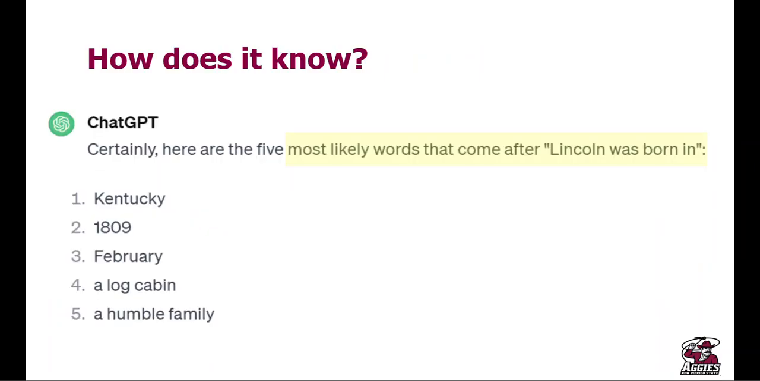Well, let's consider this. What if we said, what are the 5 most likely words that come after Lincoln was born in? Because that's what it's going to do. It's going to guess the most likely next words and put them all together to give us a response. Well, in this case, it gives Kentucky, 1809, February, log cabin, humble family. All of them seem to be pretty correct. In the data it was trained on, there were probably a lot of books and a lot of websites and a lot of talking about Lincoln. And so it has a lot of information, and that pattern is going to repeat. The AI doesn't know that, it's just repeating a pattern.